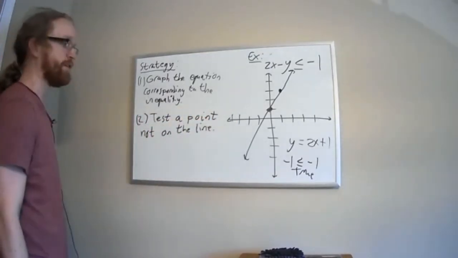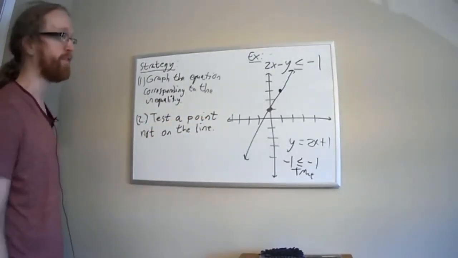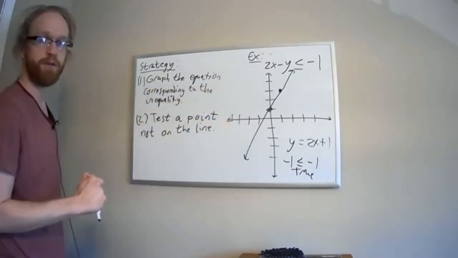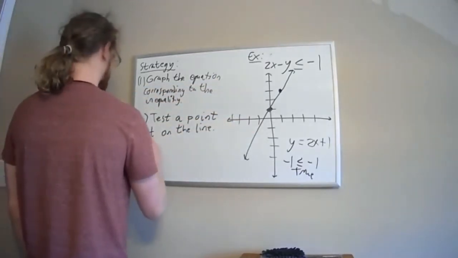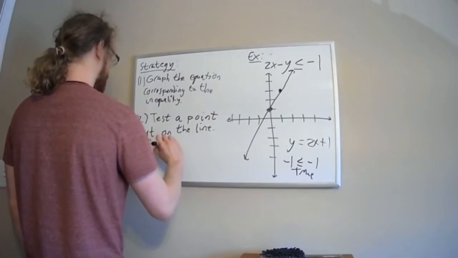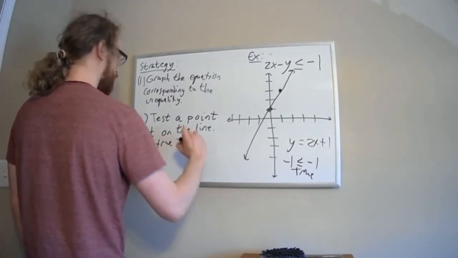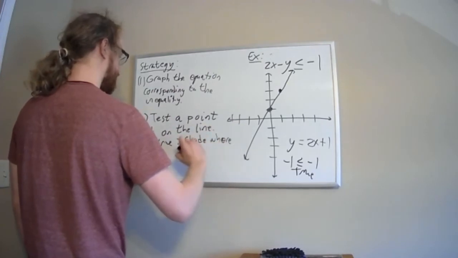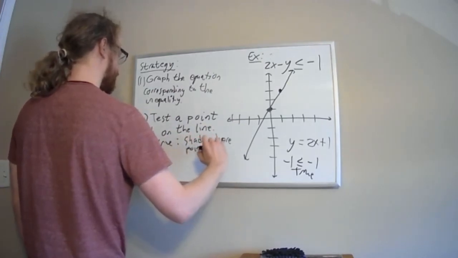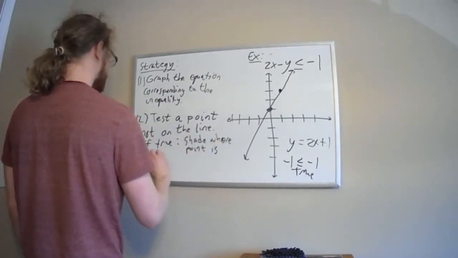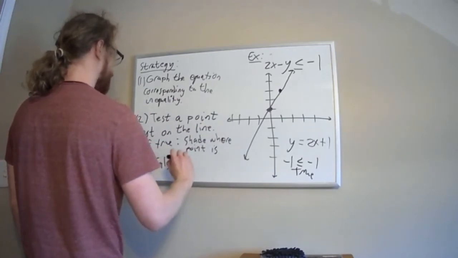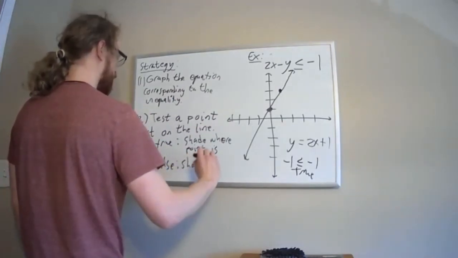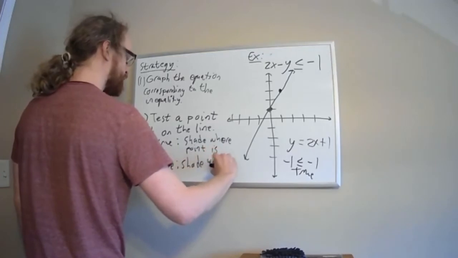So we're going to pick some random point that's not on our line, and we're going to test it by plugging it into the inequality. And if I get a true statement, shade where that point was. And if false, so if I get a false statement, shade where the point is not. And I'll make that really clear what I mean.